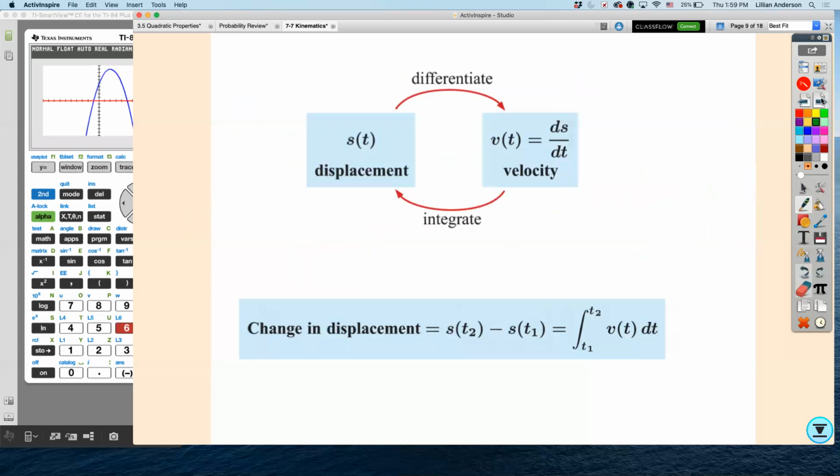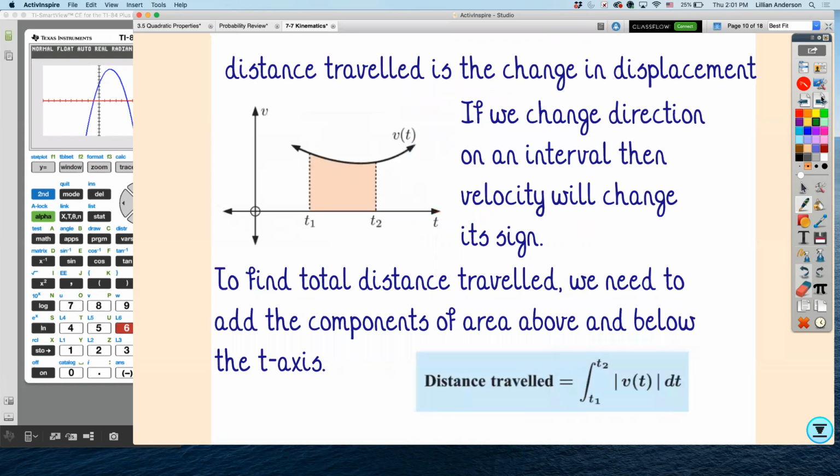Now, as you can already sense, when you differentiate displacement, you get velocity. When you integrate velocity, you get displacement. The change in your displacement is the position at one time minus the position at another time, or the integral of velocity from T1 to T2. That's your change in displacement. Okay, so again, the integral from one time to the second time of velocity is how you figure that out.